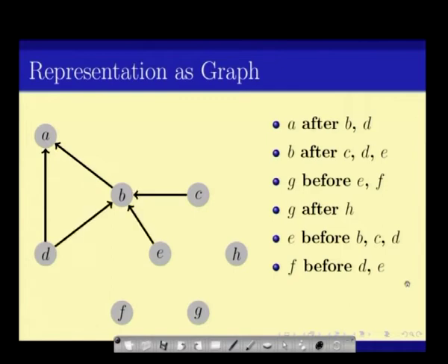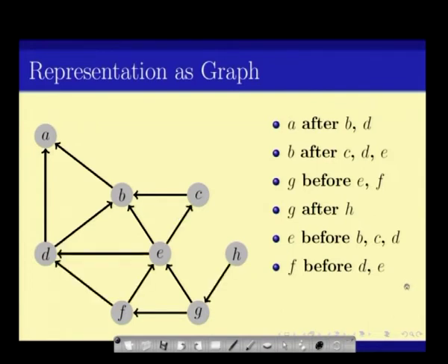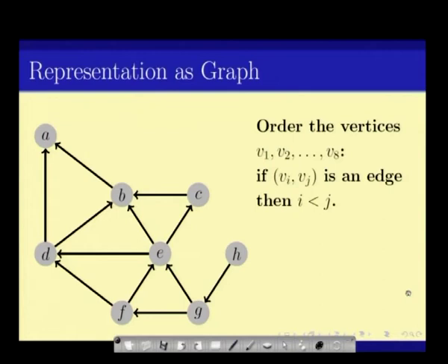Similarly, if B is after C, D and E, we draw edges from C, D and E to B. If G is before E and F, then I draw an edge from G to E and G to F, and so on and so forth. After we are done with all of them, this whole set of relationships is represented in terms of this graph. Now, what do we want to do? We want to find an ordering of the vertices, say V1 to V8, such that if V_i to V_j is an edge, then i must be less than j. It means if i has to be done before j, then i must be before j in the ordering.